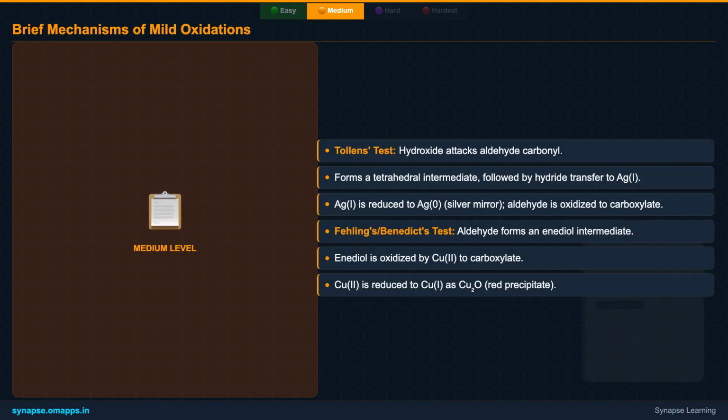Let's briefly touch upon the mechanisms for mild oxidations. For Tollens reagent, the hydroxide ion attacks the aldehyde, and a hydride ion is transferred to the silver complex, reducing silver(I) to elemental silver. In Fehling's and Benedict's tests, the aldehyde forms an ene-diol intermediate in alkaline conditions, which then gets oxidized by copper(II) ions to a carboxylate, reducing copper(II) to copper(I) oxide.